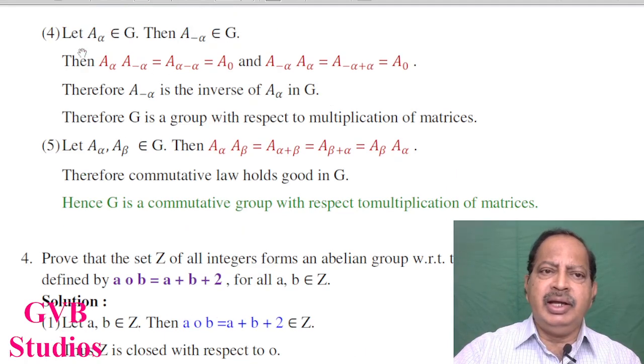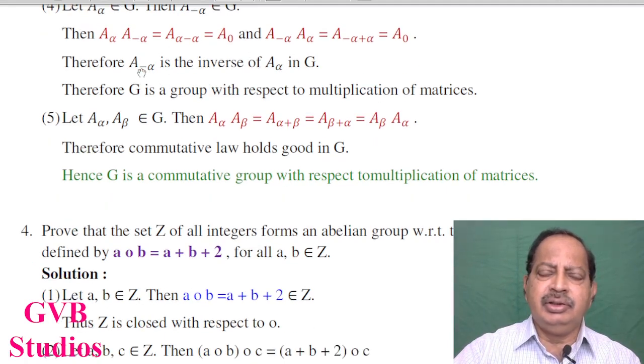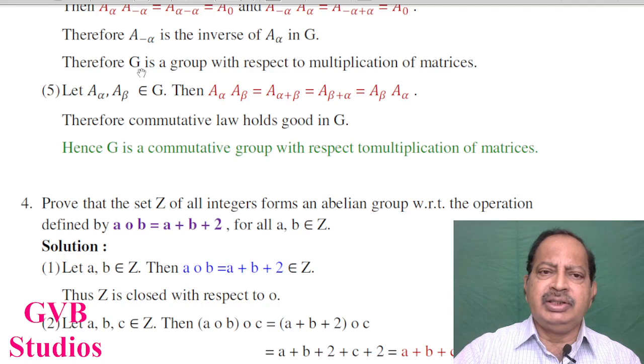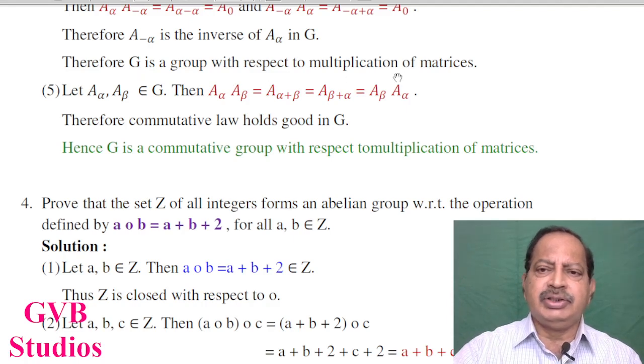Here we are taking any element of G. So an inverse element exists for each element of G. So the 4 postulates of the definition of the group are satisfied here. Therefore, we say that G is a group with respect to multiplication of matrices.